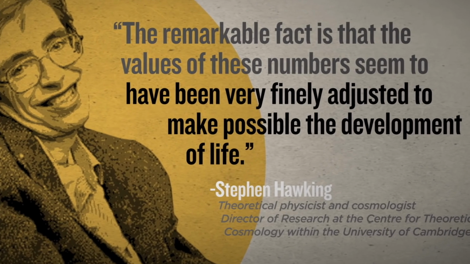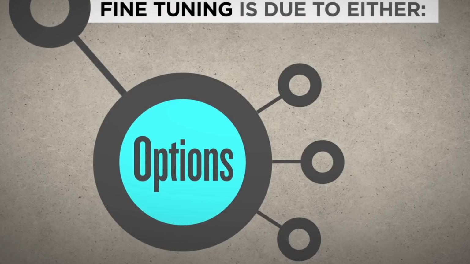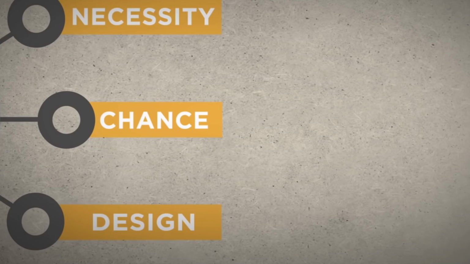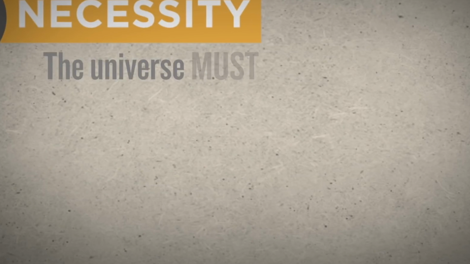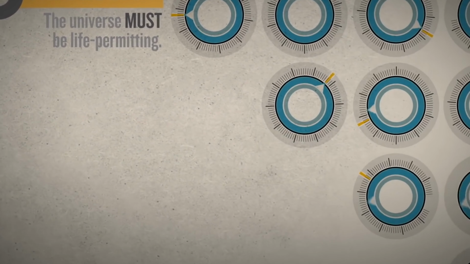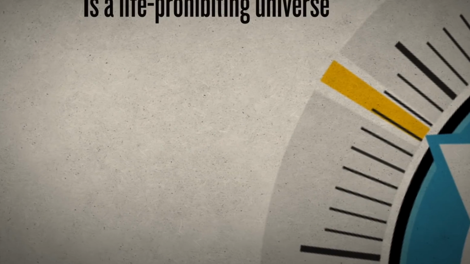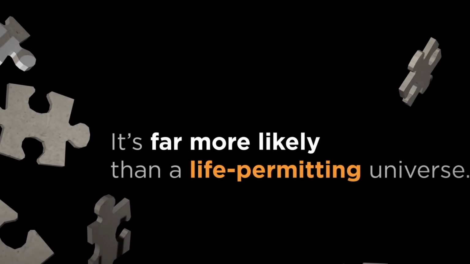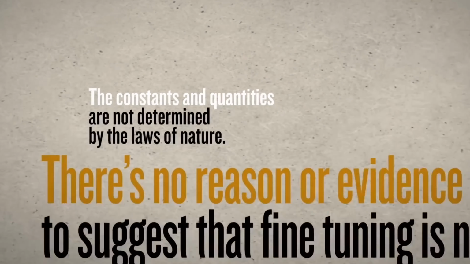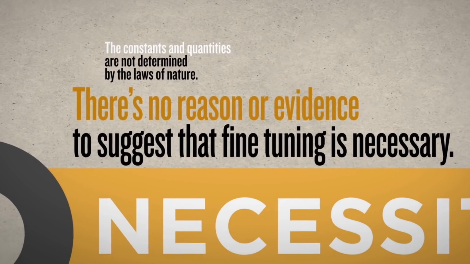What is the best explanation for this astounding phenomenon? There are three live options. The fine-tuning of the universe is due to either physical necessity, chance, or design. Which of these options is the most plausible? According to this alternative, the universe must be life-permitting. The precise values of these constants and quantities could not be otherwise. But is this plausible? Is a life-prohibiting universe impossible? Far from it. It's not only possible, it's far more likely than a life-permitting universe. The constants and quantities are not determined by the laws of nature. There's no reason or evidence suggests that fine-tuning is necessary.